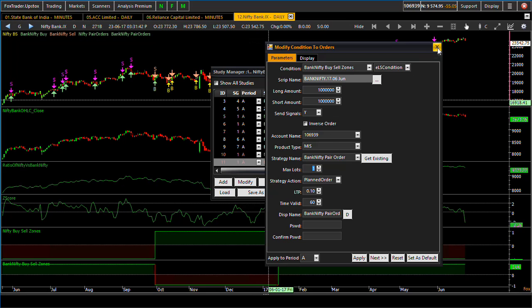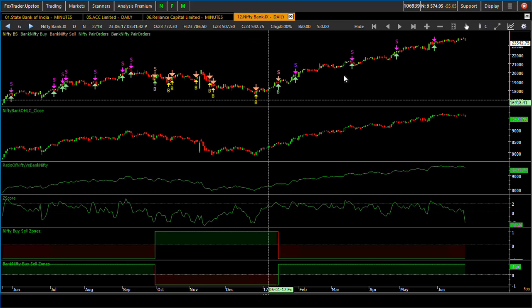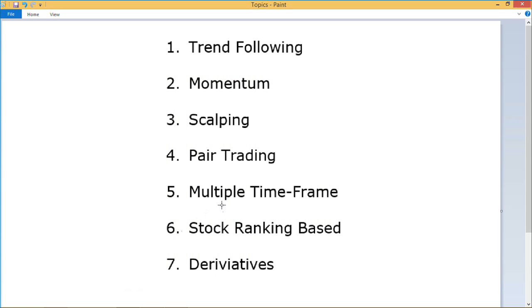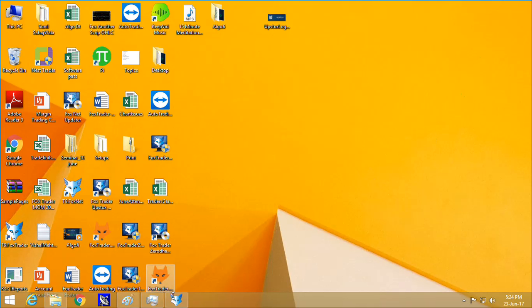So in the same way, this concept is just to explain that you can have your signals on a spot chart or any of the underlying stock, and you can fire orders in the corresponding futures stock. Plus you can do this kind of pair trading as well. So this is all about pair trading. Let us move to another trading strategy, the multiple time frame strategy.